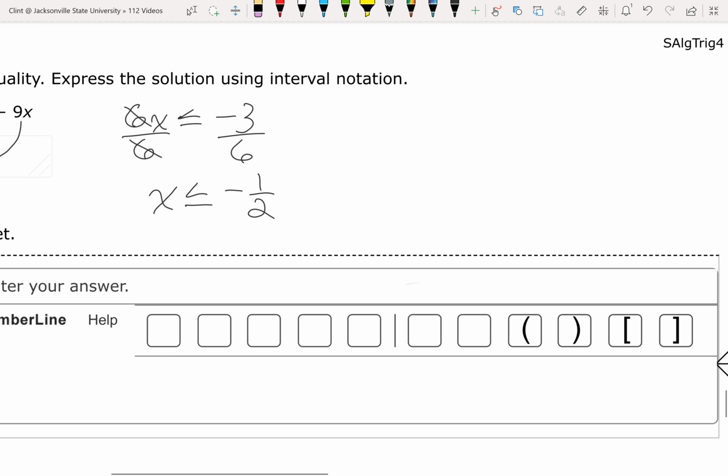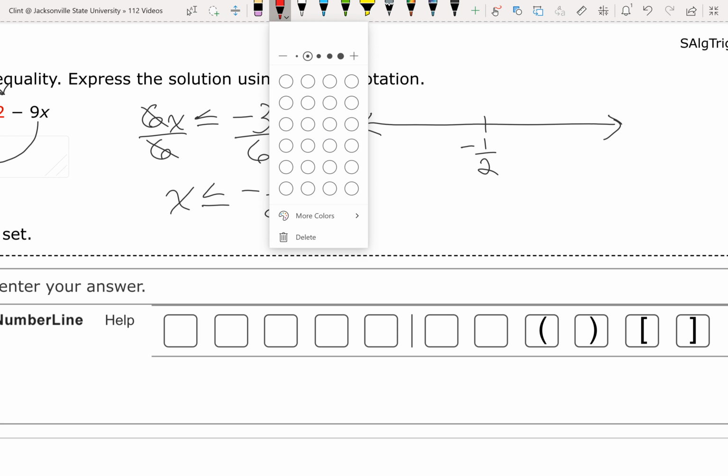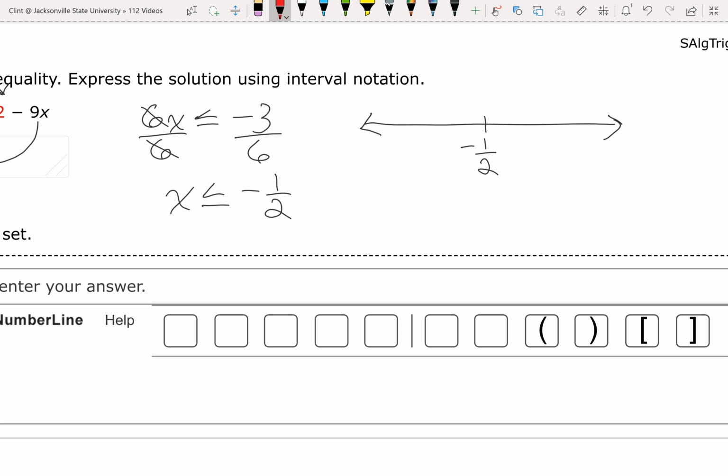I think it's easier to graph it first. So let's see, we'll just call this negative 1/2, make it easy on ourselves. It says our x's, the ones that work, are the ones that are less than or equal to negative 1/2. So since it's or equal to, we'll have a filled in circle at negative 1/2. And we want the ones less than that, so we are going to shade to the left.